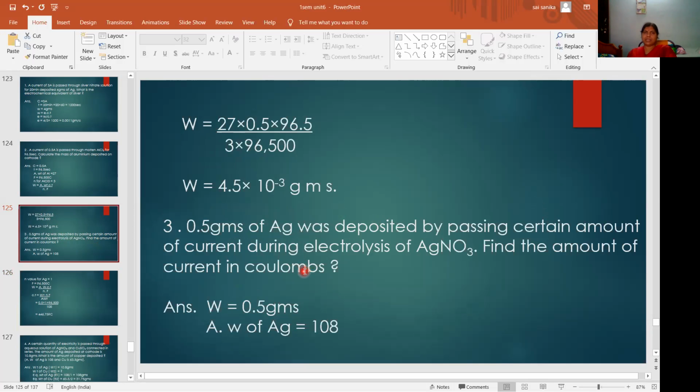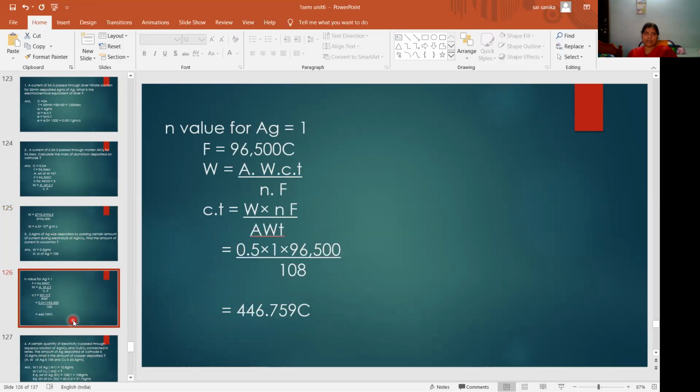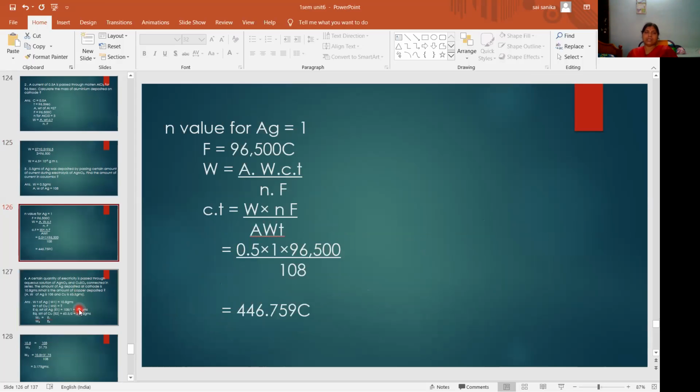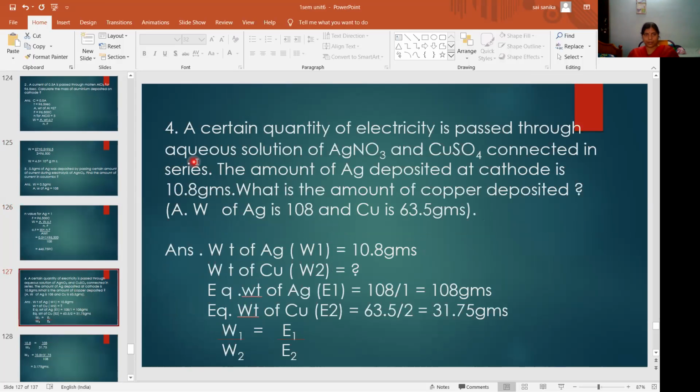So like this, in any way, if they give questions, whatever they ask, you have to find out the problem. If you read the question carefully and write down the given data, then you have to solve the problem. Based on the given data only, you get an idea of which formula we have to use. Okay. Then go to the fourth problem.